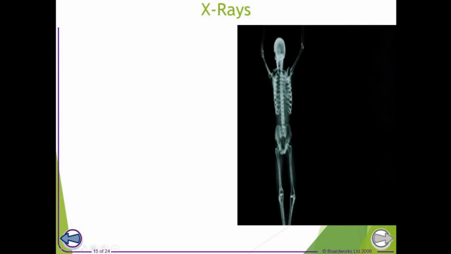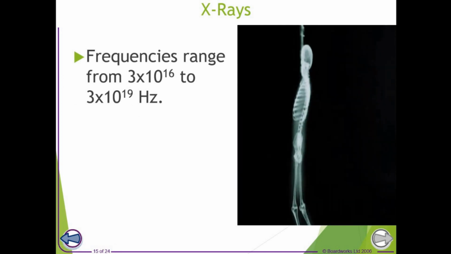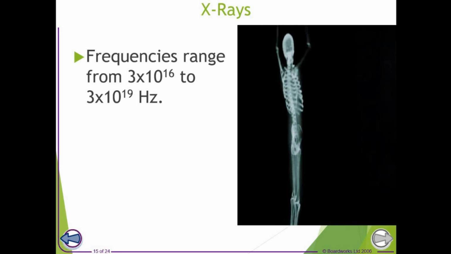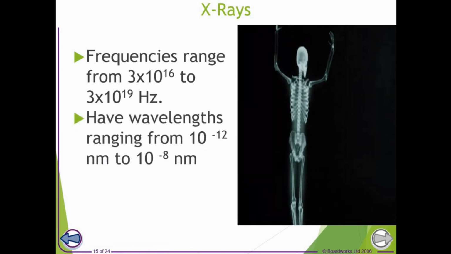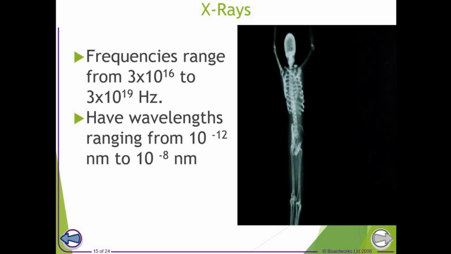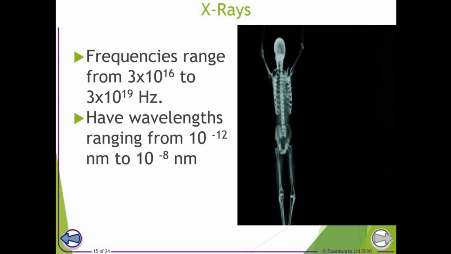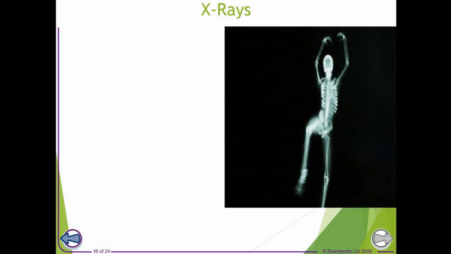Now, let's try to take a look at X-rays. X-rays have frequencies ranging from 3 times 10 to the power of 16 to 3 times 10 to the power of 19 Hz. This has wavelengths ranging from 10 to the negative 12 nanometers to 10 to the negative 8 nanometers. These are emitted by machines used for medical diagnosis.